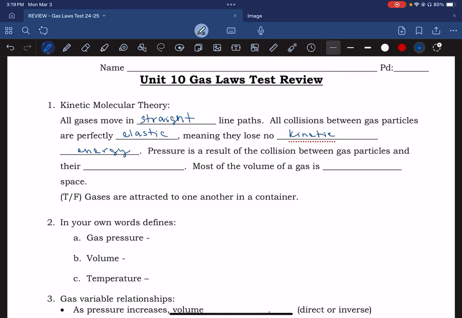And then it moves on to say that the pressure is a result of the collision between gas particles and their container. So yeah, you can imagine the tiny gas particles are like hitting the wall of that container. And most of the volume of the gas is empty space. Okay? It's because the particles are so small and spread apart.